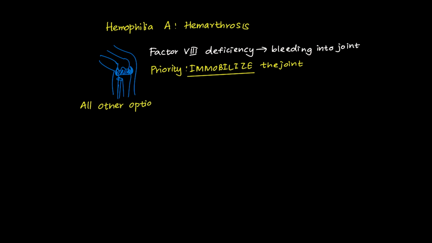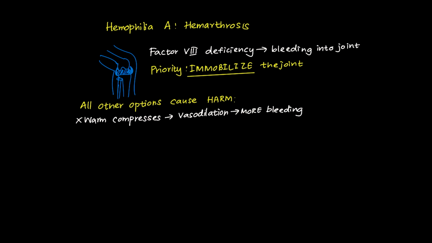Warm compresses cause vasodilation. You'd be increasing blood flow to an area that's already hemorrhaging. That's exactly backwards. Cold would be more appropriate. Range of motion exercises during active joint bleeding. You'd be grinding damaged tissue together while blood is still pouring in.